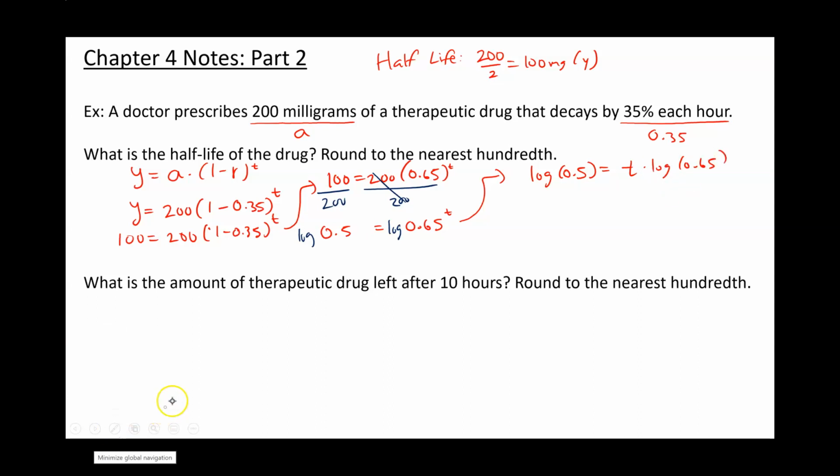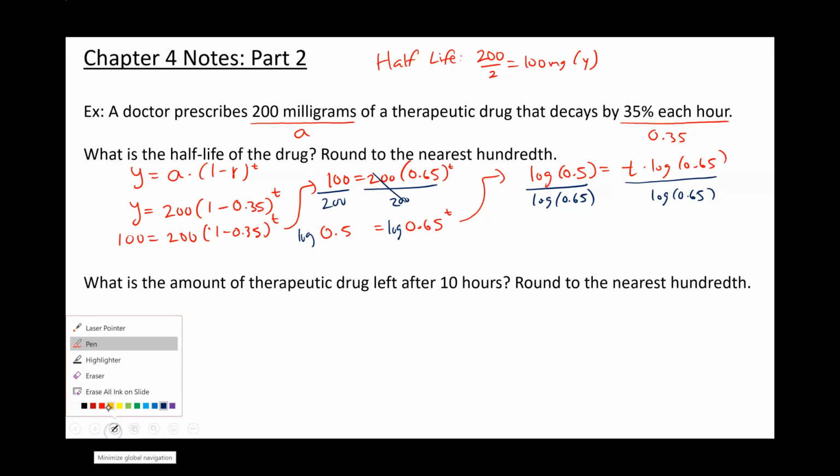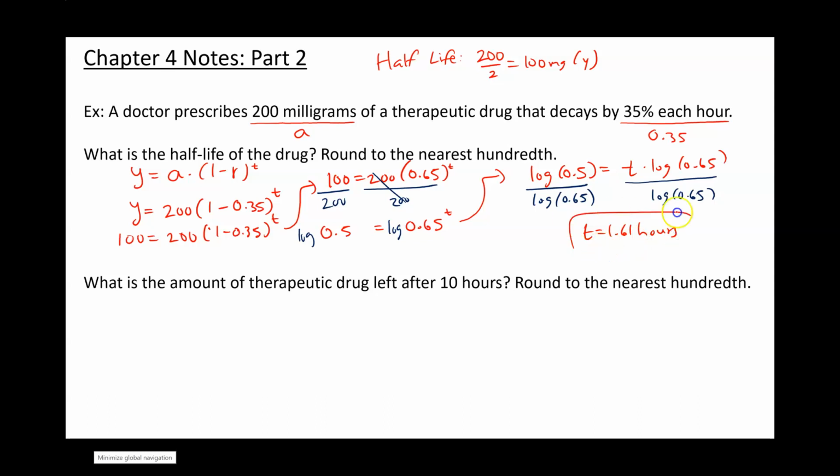Now, since this is a multiplication problem, we can divide both sides by log of 0.65. Depending on what kind of calculator you have, you'll have to know how to input this because every calculator is a little bit different. But what you should get is approximately 1.61 hours. So this tells us that after about 1.61 hours, the 200 milligrams will decrease to 100 milligrams, half the original amount.